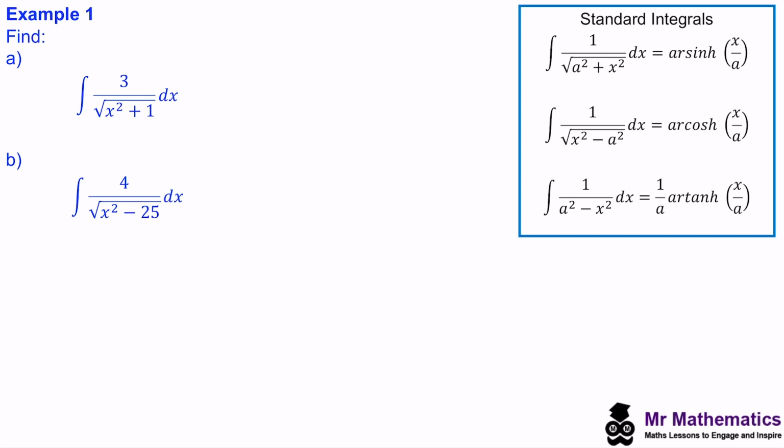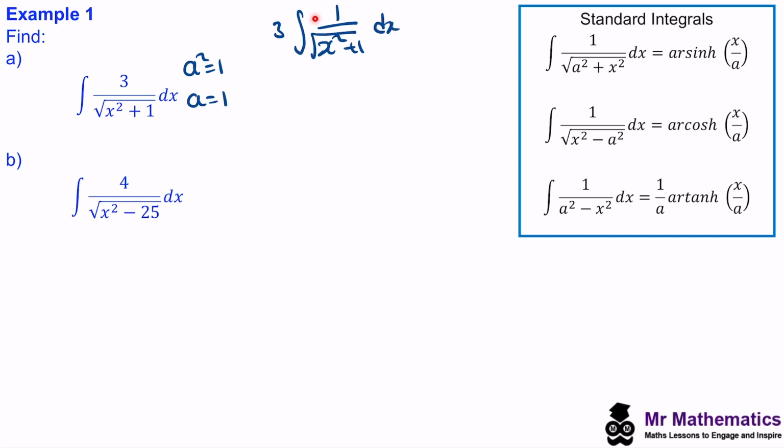Okay, so in example 1, we're going to integrate 3 over the square root of x squared plus 1, and we're given these standard integrals. So you can see this integral is similar to what we have here. We have the x squared term, the a squared is the constant, and this is 1. So because a squared is equal to 1, we know that a will equal 1. And this numerator of 3 we can bring out in front of our integral. So we'll have 3 times the integral of 1 over the square root of x squared plus 1, integrated with respect to x.